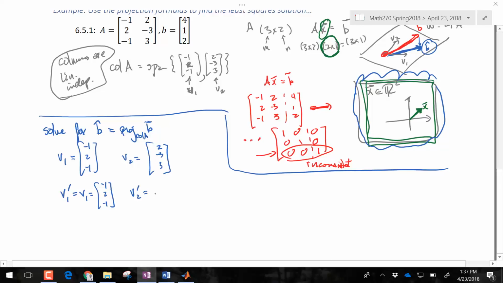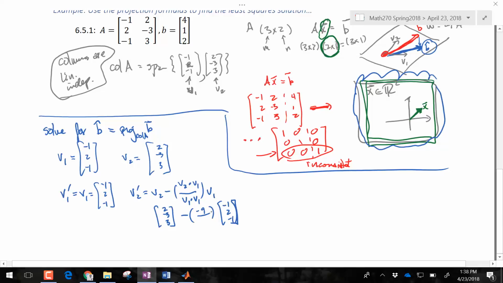V2 prime is going to be equal to V2 minus V2 dotted with V1 divided by V1 dotted with V1 times V1. That's the stuff that we just did previously, right? So V2 is 2, minus 3, 3, minus something times V1, which is minus 1, 2, minus 1. I need the dot product between these two. That's negative 2, negative 6, negative 3. That's negative 9 is what I got. Is that correct?